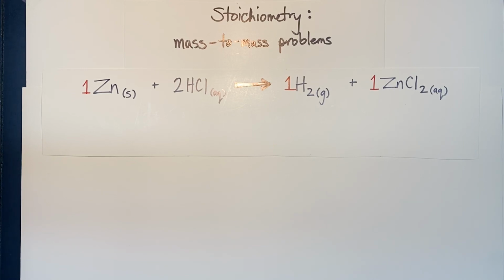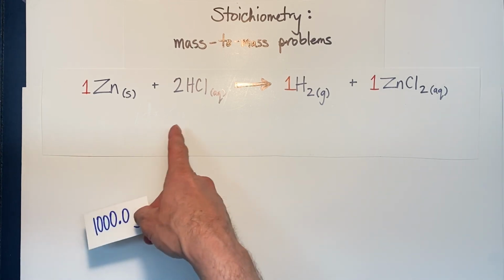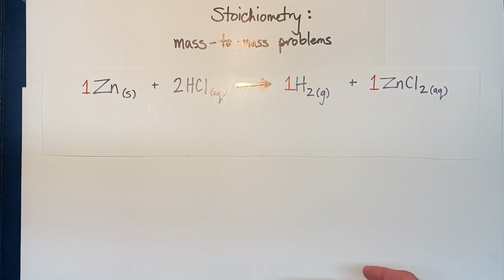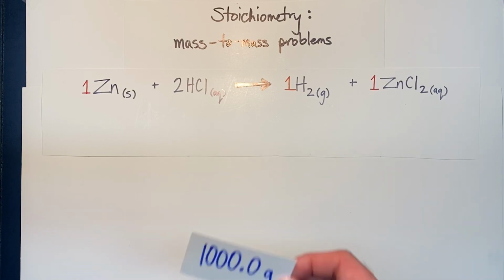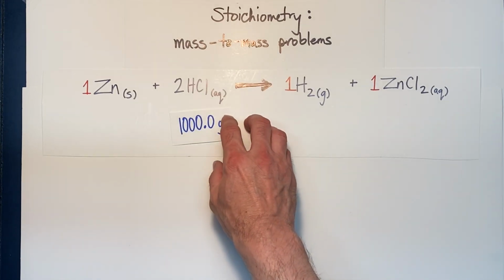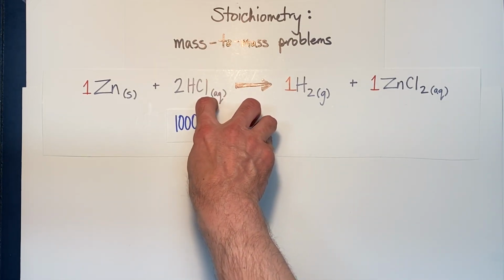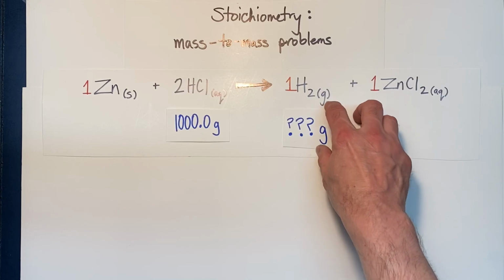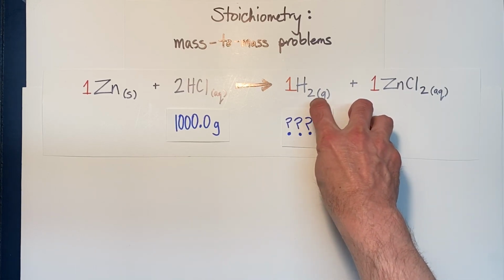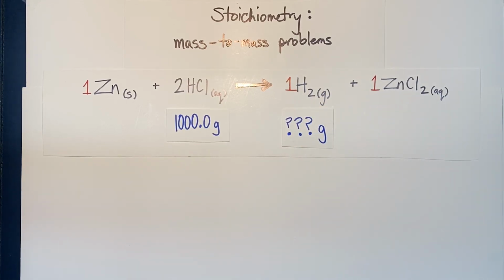Let's look at one more practice problem. We'll keep the same equation, zinc plus hydrochloric acid yields hydrogen gas plus zinc 2 chloride. But this time let's move the quantities around. Let's say you're starting with 1,000.0 grams of hydrochloric acid. And this time we want to solve for how many grams of hydrogen gas we would produce.